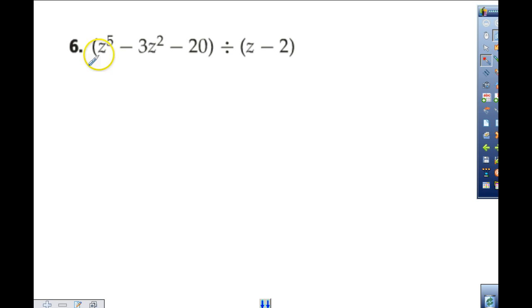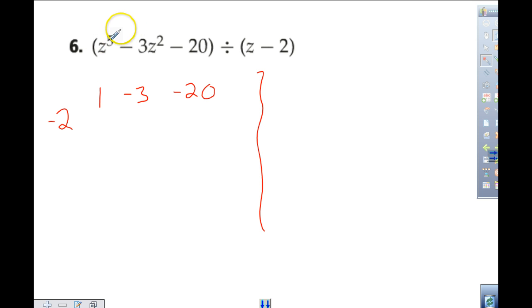So I should have what? 1, negative 3, and 20. And then negative 2 over here. Okay. So tell me what's wrong with this. What's that? I need to fill in what?